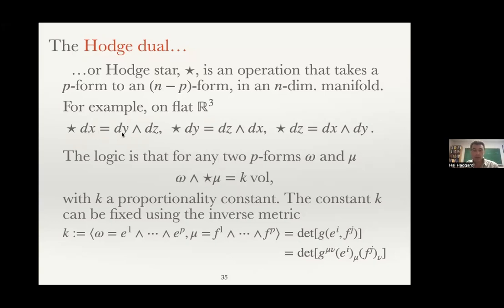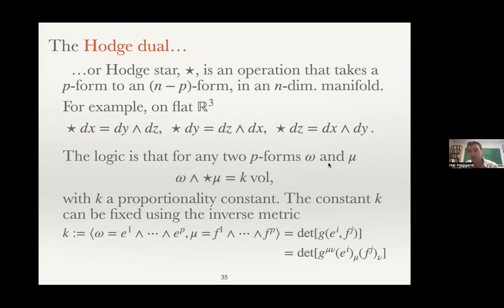And it turns out it's just dy wedge dz, and so on for the other basis forms. Okay, but how do we know? What is the definition of this thing? The Hodge star is defined in an interesting way.